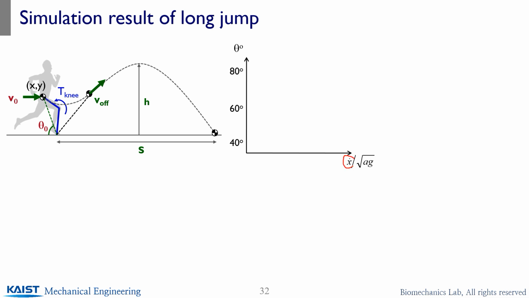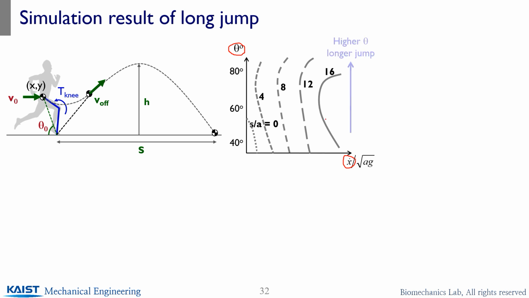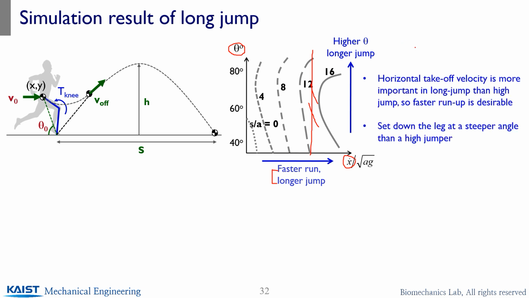As a function of two input variables, velocity and theta, this is the long jump result. As you can see here, for theta, if it goes up, you have a little bit more increase in the distance, and for speed, the faster the better. Okay, the faster the longer, which makes sense. Different from the high jump, the horizontal takeoff velocity is a lot more important for the long jump. So a faster speed is preferred, and for the angle, it's beneficial.